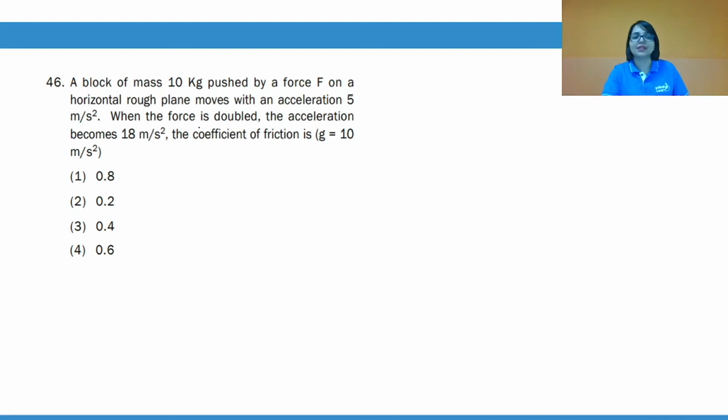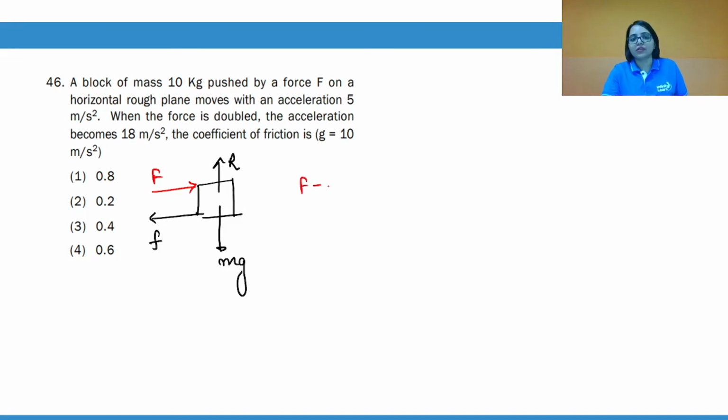Next is question number 46. A block of mass 10 kg is pushed by a force F on a horizontal rough plane, moves with acceleration 5 meter per second square. When the force is doubled, the acceleration becomes 18 meter per second square. What is the coefficient of friction? So this is the block. Mg will be downward, reaction will be upwards, and friction will be in backward direction if it is moving in the forward direction, and this is the direction of applied force, right?